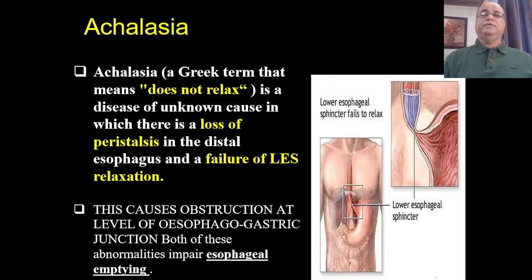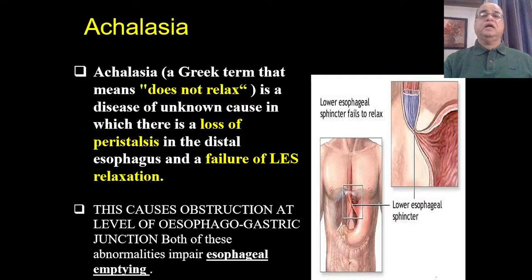Achalasia is a Greek word which means does not relax. So as the name indicates, this is a disease of unknown etiology in which there is loss of peristalsis in the distal segment of the esophagus with failure of lower esophageal sphincter relaxation. Normally, this lower esophageal sphincter is contracted, but on the arrival of the food bolus, it relaxes and then the food bolus passes into the stomach.